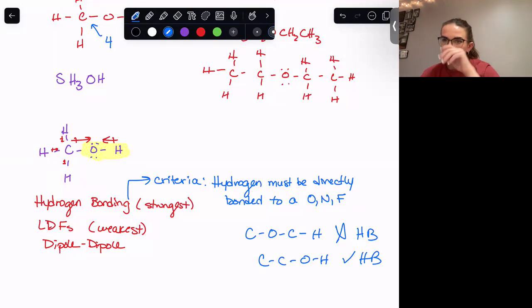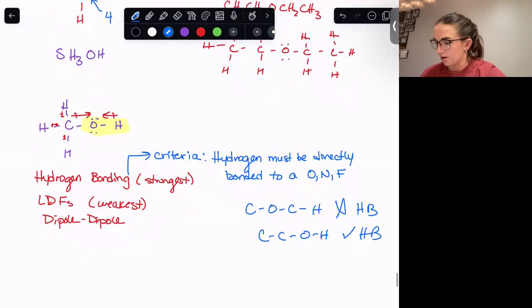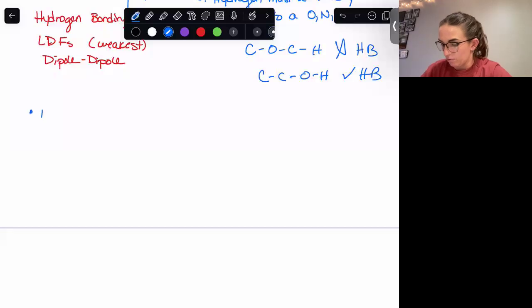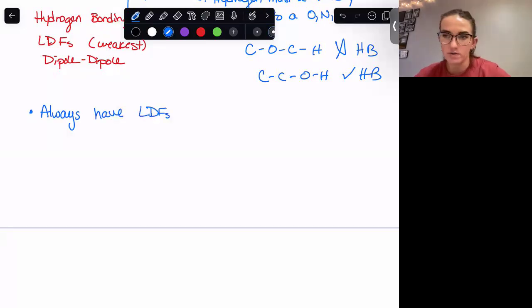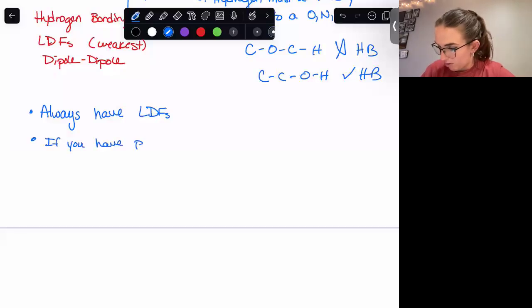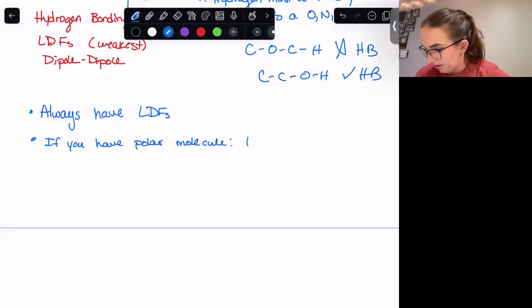Yep. So then how do we know what intermolecular forces are there? You will always have London dispersion forces. So if all else fails, London dispersion forces do exist. If you have a polar molecule, then you have dipole-dipole. Right? Overall, you have dipole-dipole interactions.